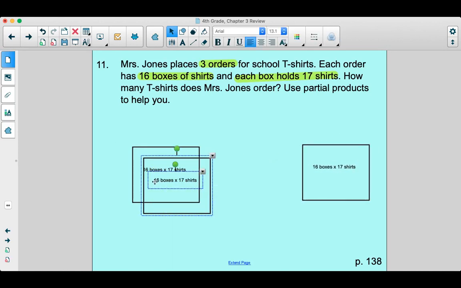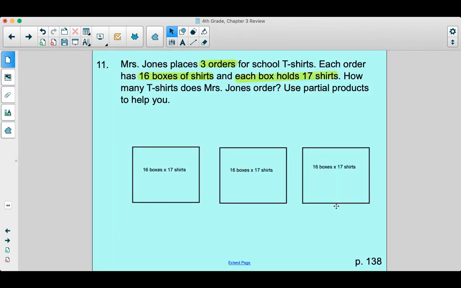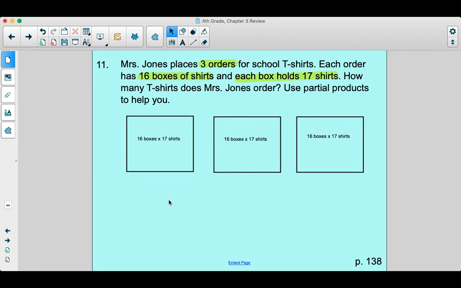Now we have to figure out how many t-shirts Mrs. Jones ordered. So you could solve this in different ways, right? I like to think about the picture and then solve with whatever picture's in my head with a strategy that makes sense. So what do you think? What would you do? I'm picking out my strategy. 17 times 16, I could do that, or 16 times 17 and then do it 3 times. Could do that. What do you guys think?